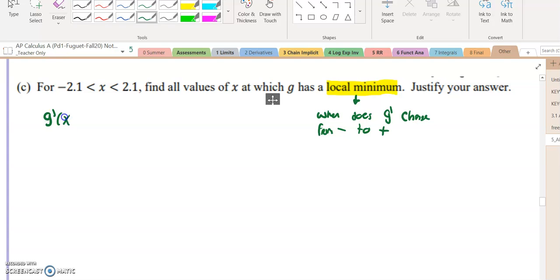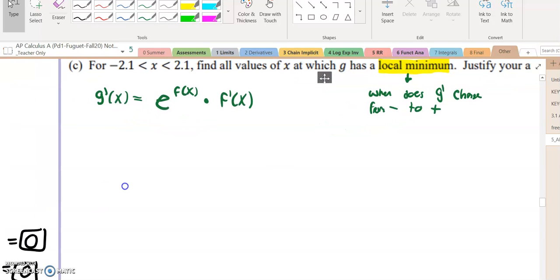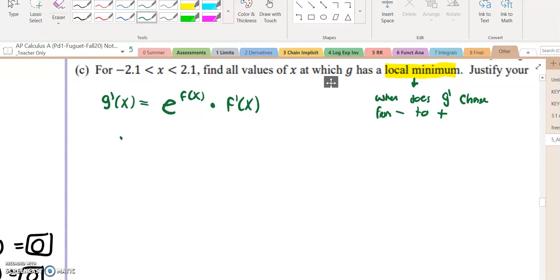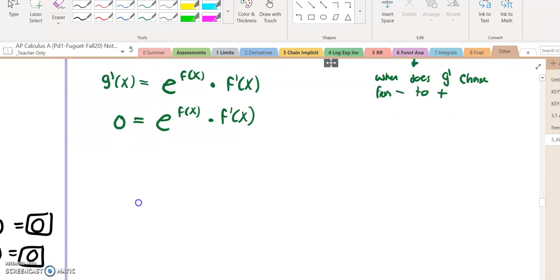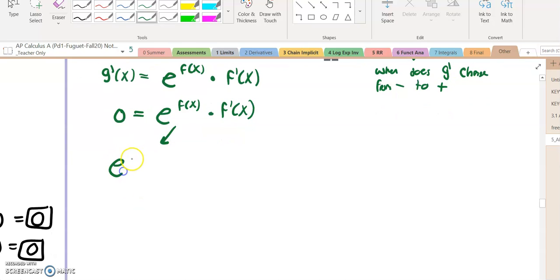So by definition, that means we're going to take the derivative of g, which again, we found back in part A. It's e to the f of x times f prime of x. We need to evaluate when the derivative is equal to 0 and when the derivative is undefined. We're going to look at when the derivative is equal to 0 first. In fact, we don't need to find when the derivative is undefined because if you go back to the beginning, they said f was a twice differentiable function. So we don't need to look at any of that. So we're going to set each of these factors equal to 0.